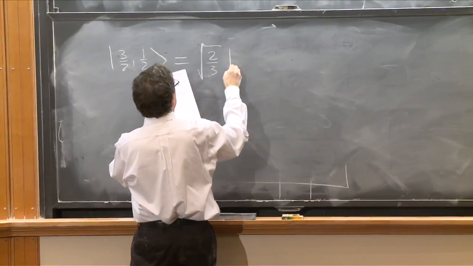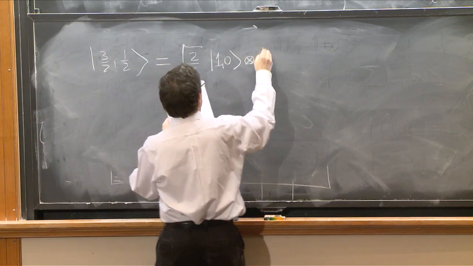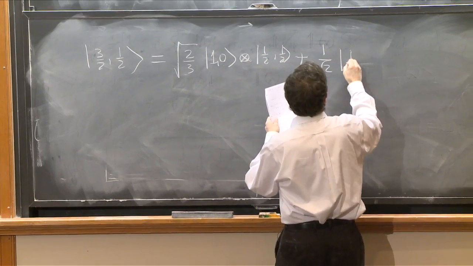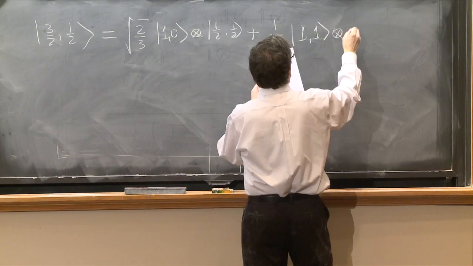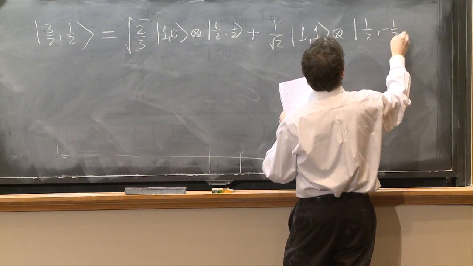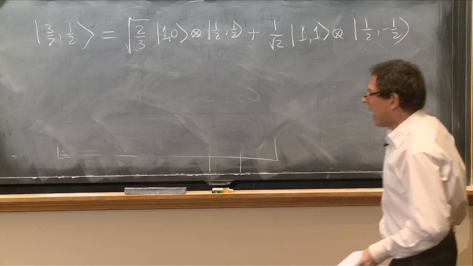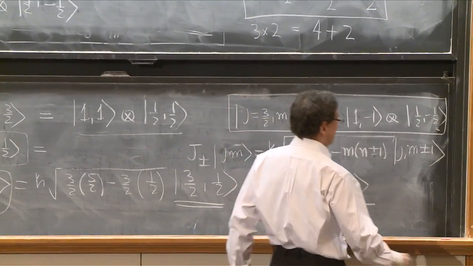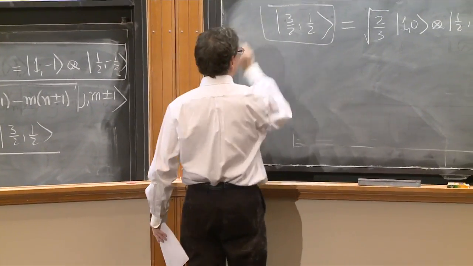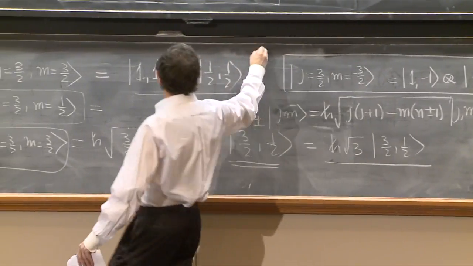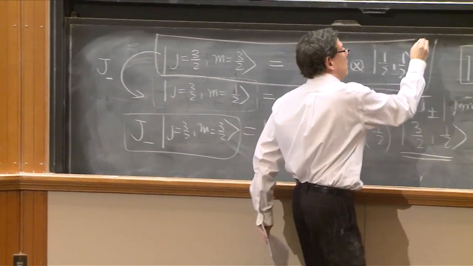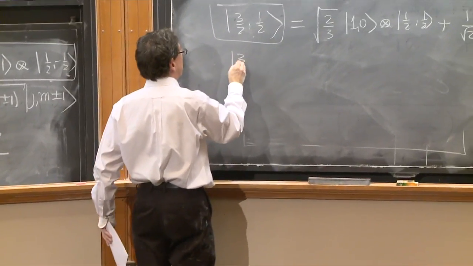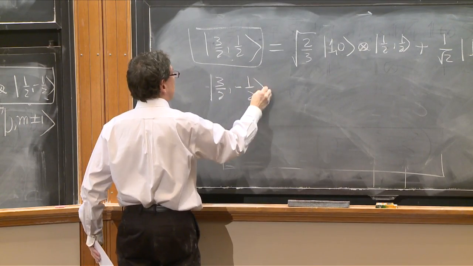2 over 3, 1, 0, tensor 1/2, 1/2, plus 1 over square root of 3, 1, 1, tensor 1/2 minus 1/2. So we have the top state of the multiplet. We have the next state of the multiplet. I'm sorry, the top state of the multiplet was this. We have the bottom state of the multiplet. The middle state of the multiplet, what you're missing is the bottom in the middle term.